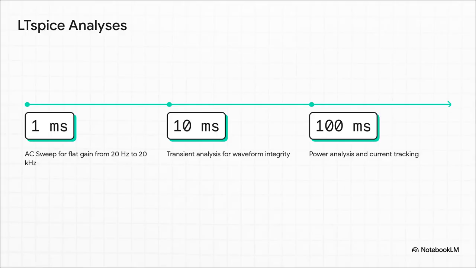But hey, we didn't just stop at checking the voltage. We put this circuit through the ringer with multiple rigorous simulation phases in LTspice. We ran an AC sweep analysis just to ensure we maintained a perfectly flat gain across the entire 20 Hz to 20 kHz audio spectrum. Then a transient analysis to verify the time domain response, making sure the integrity of the waveform stayed intact. And finally, a power analysis to strictly track exactly how much current we were drawing.